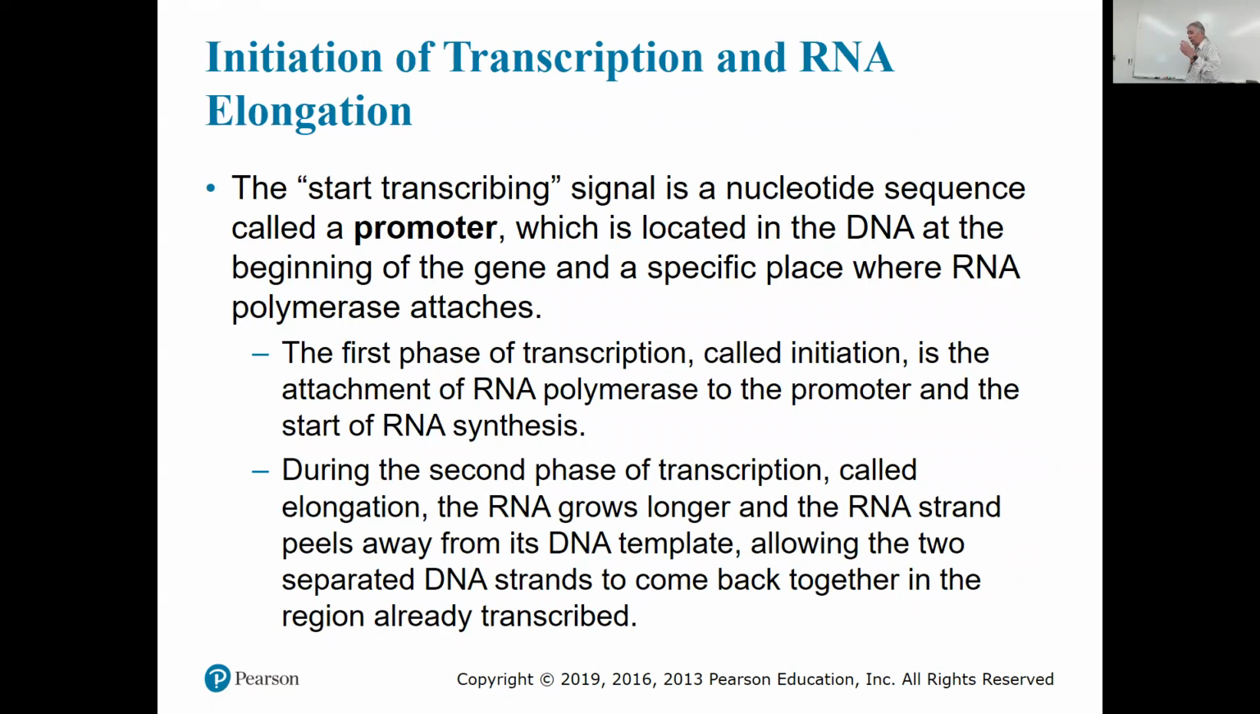So the start transcribing signal is a nucleotide sequence called a promoter, which is located in the DNA at the beginning of the gene and is the specific place where the RNA polymerase attaches. So the RNA polymerase recognizes the promoter and attaches there. This is called initiation, and it's the start of RNA synthesis. During the second phase of transcription, called elongation, the RNA gets longer and the RNA strand peels away from the DNA template, allowing the two separated DNA strands to come back together. So you open it up, you transcribe one strand of the DNA, you put the DNA back together, and you put the book back on the shelf.